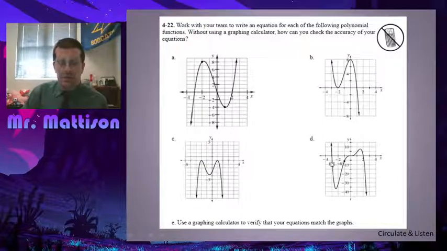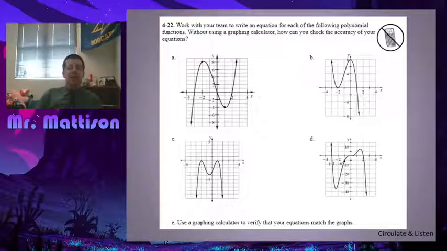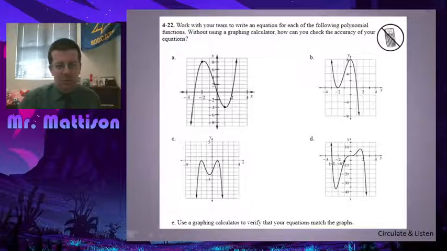And over here we would have x plus 3 times x to the third power because you have that wiggle through, and then times x minus 2. And then we should get those graphs there, which is great. But then we're going to, on E here, try and actually check these. So if we graph these on Desmos, let's take a look at what we end up getting.